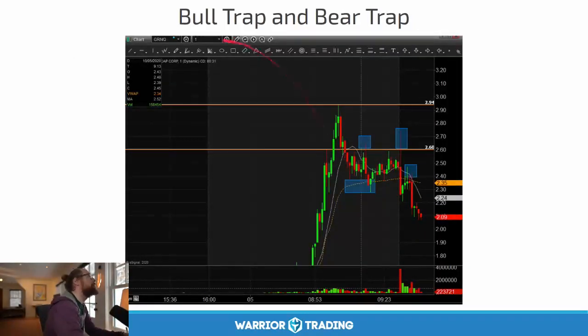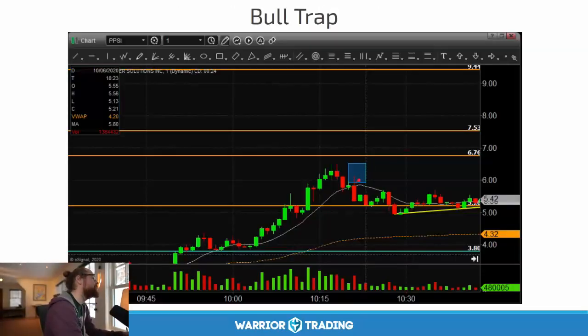Here's another example of a bull trap and a bear trap. The bull trap is right here. Then the bear trap is the false break of VWAP. And then a bull trap up here, right there. And then another bull trap right here. So you can see, sometimes we see it going both directions on the same stock within a few minutes.